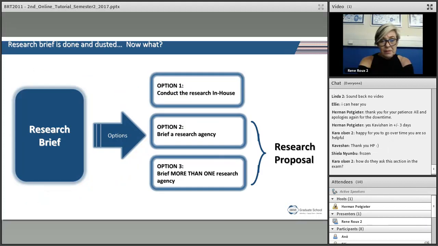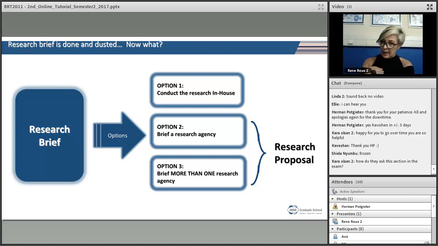Then the proposal. As I said, when you do a brief, it's usually after you've done your research. With the brief, you're either going to do the research yourself in-house, or you're going to brief one agency or more than one research agency. And they, in return, will then give you a research proposal.